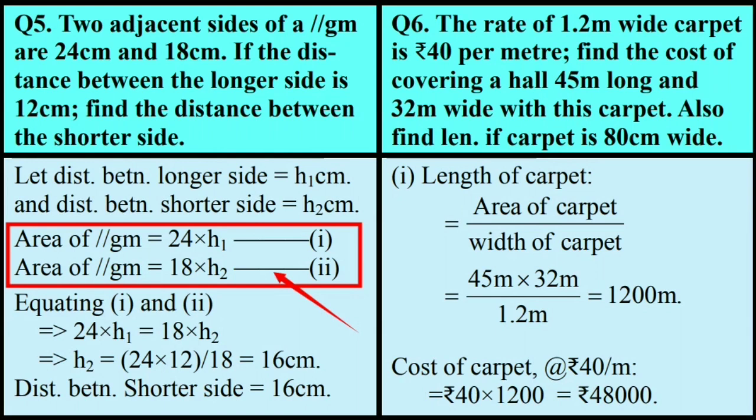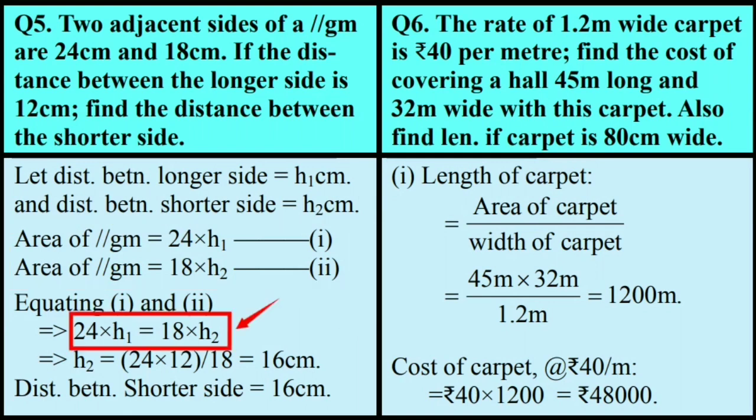So here area of the parallelogram is 24 multiplied by h1 or 18 multiplied by h2. Since both the expressions represent area of the parallelogram, hence 24 multiplied by h1 is equal to 18 multiplied by h2, and finally h2 is calculated, that is 24 multiplied by 12 whole divided by 18, and finally the value of h2 obtained is 16 centimeter. Hence distance between shorter sides is equal to 16 centimeter.